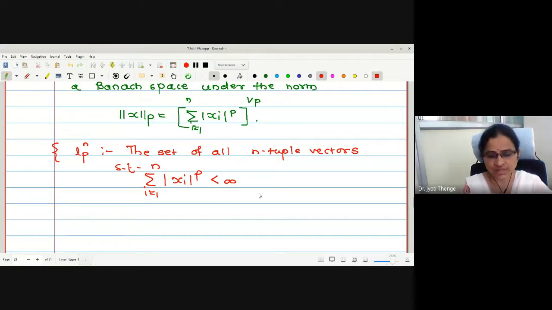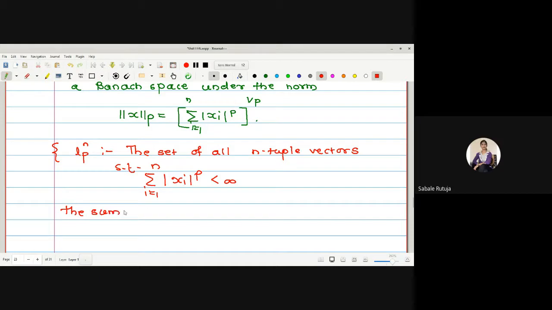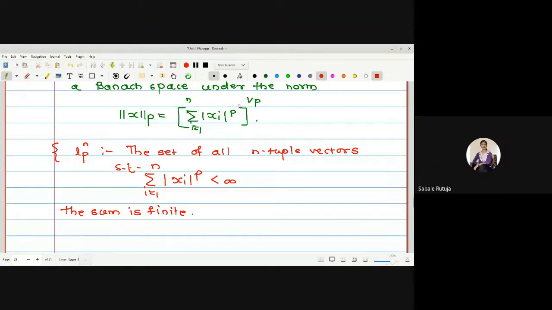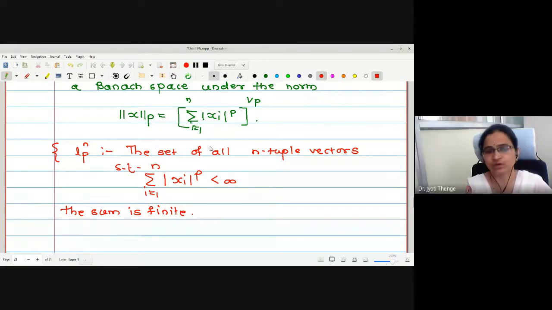What is the meaning of less than infinity? The sum is finite. What is the use of this sum being finite? If the sum is finite, we can find out the pth root. If this bracket is infinite, can you find its pth root? No, ma'am. It is not possible to find the pth root.